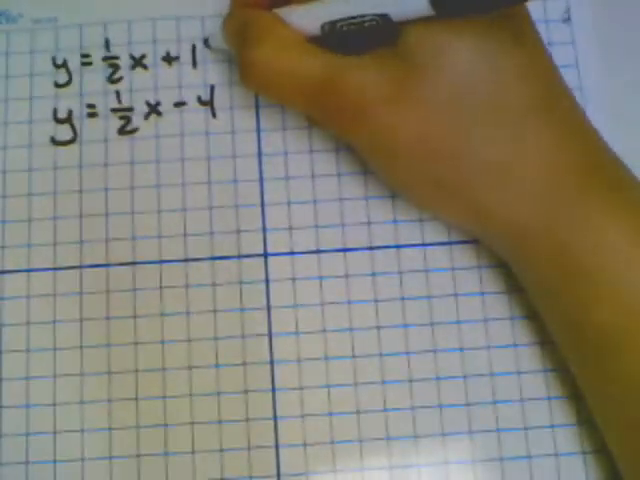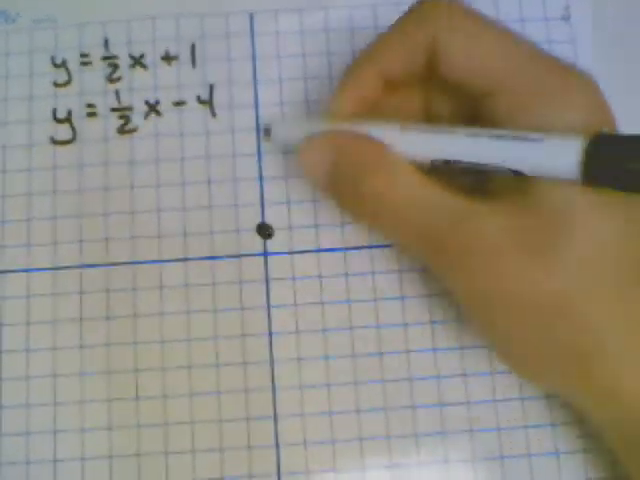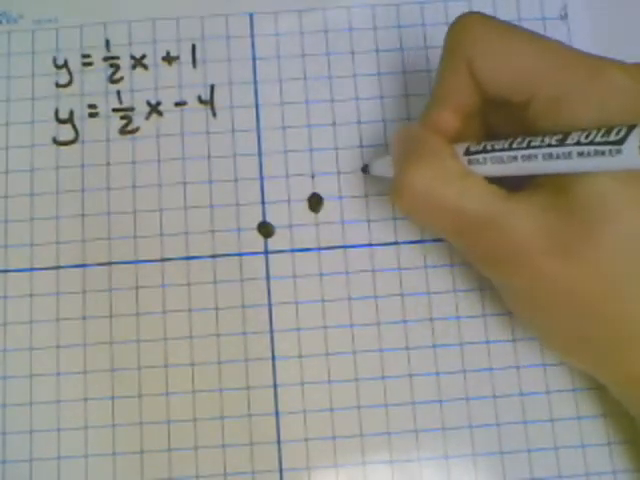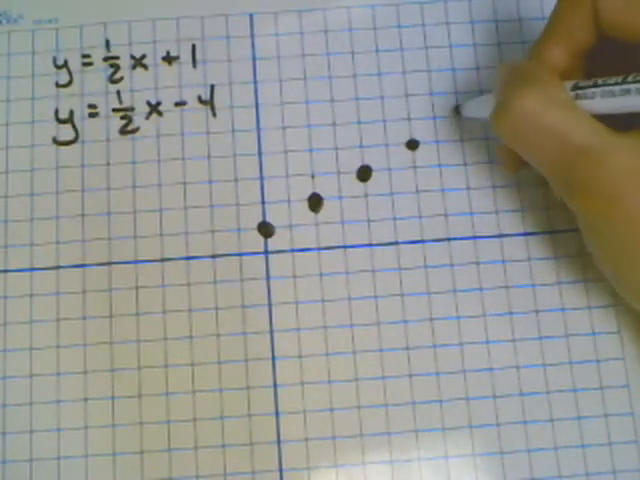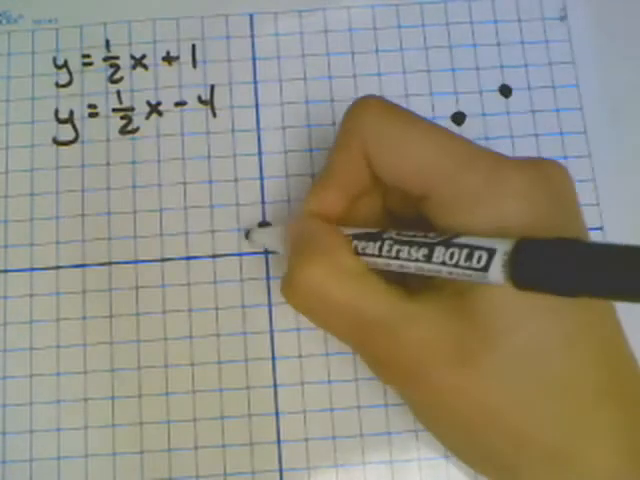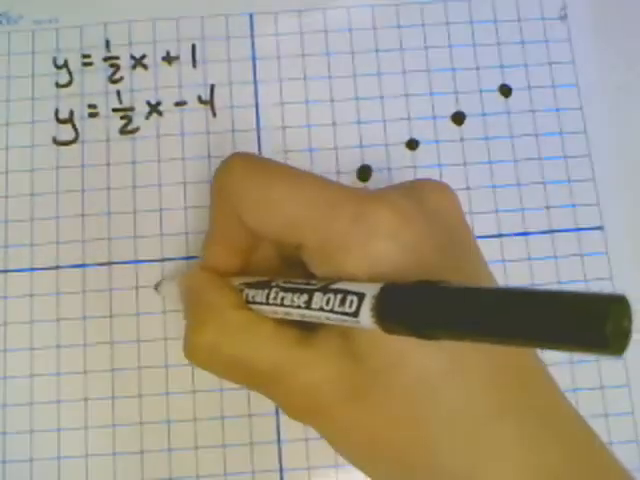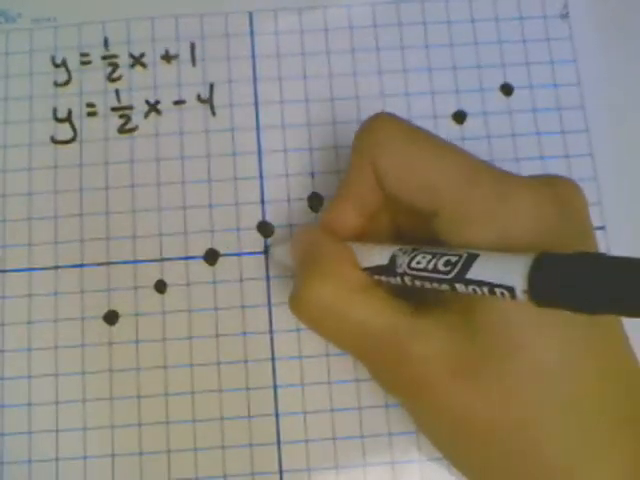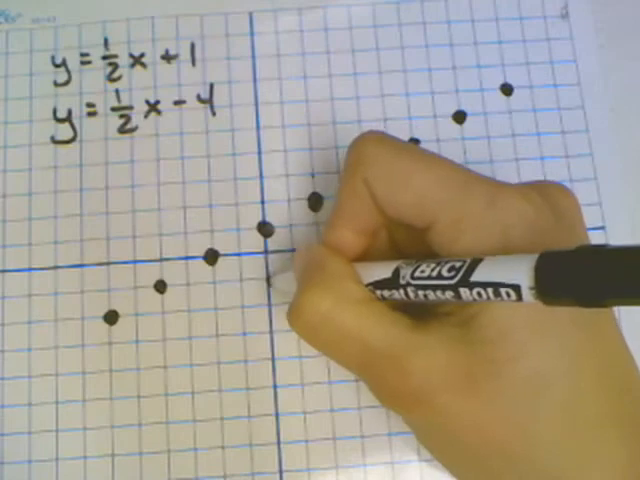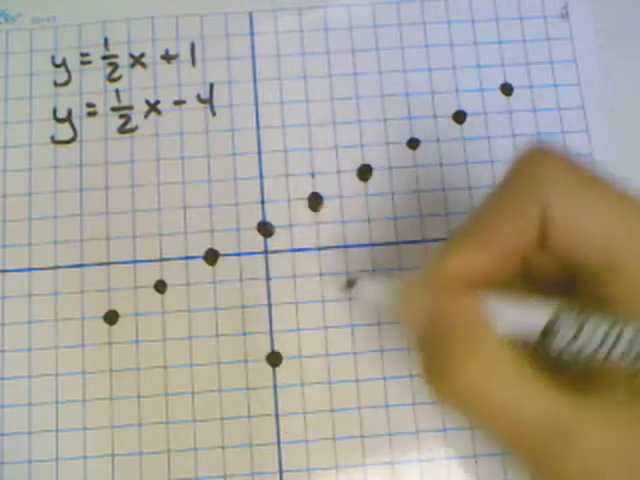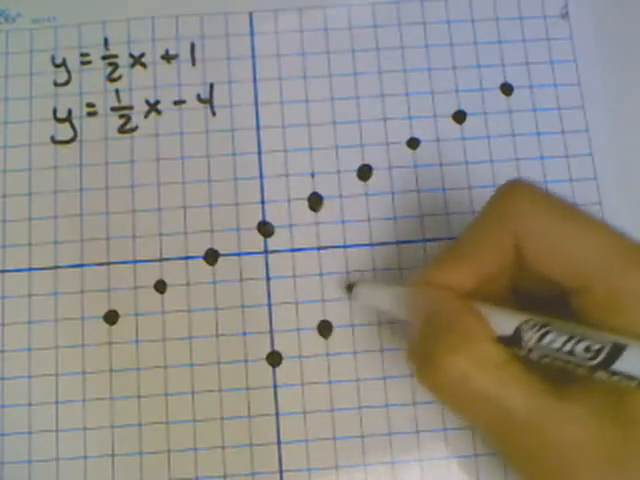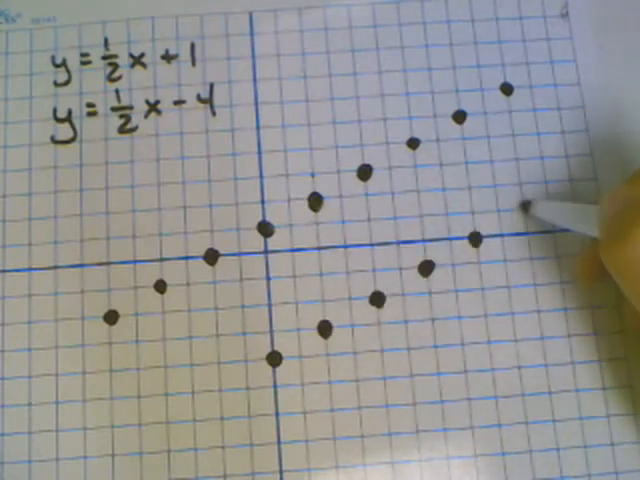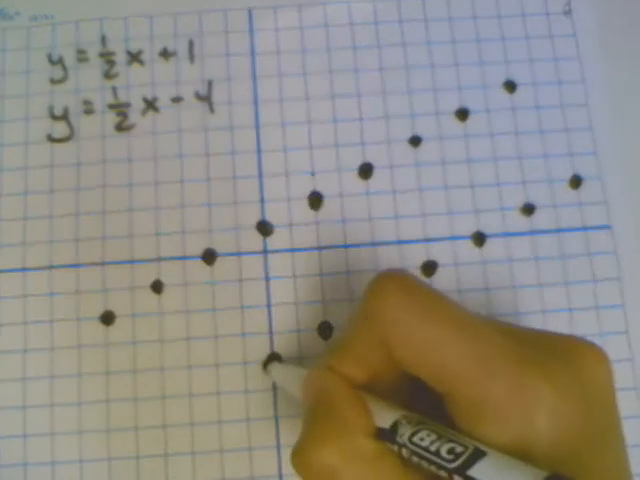Okay, the y-intercept of the first equation is 1, and the slope is 1/2. So that means up 1 over 2, up 1 over 2, up 1 over 2, etc. Go back down this way following the pattern. So there's my first line. The second line has a y-intercept of -4, 1, 2, 3, 4, and has a slope of 1/2 as well. Up 1 over 2, up 1 over 2, up 1 over 2, etc.